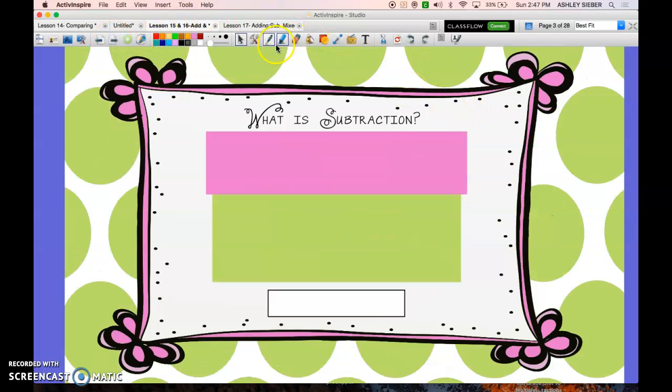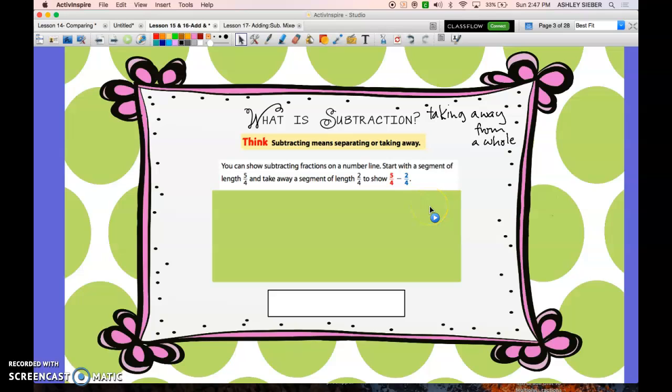We can do the same thing with subtraction. So what does it mean to subtract? If adding was putting together, what is subtraction? That's right, subtraction is taking away from a whole. So I'm going to start with a whole, maybe not an actual whole like fractions are, but the whole in the problem, and I'm going to take away from that. So let's see what it means with fractions. Subtraction with fractions means just separating or taking away from the whole in the problem.